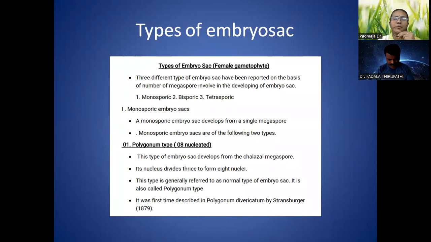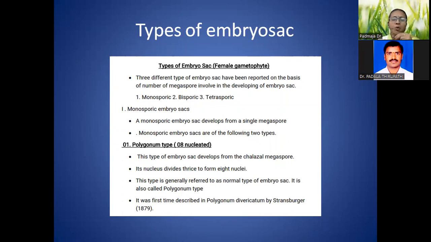Three different types of embryo sacs have been reported on the basis of the number of megaspores involved in the development of the embryo sac. They are mono, bi, and tetrasporic. The monosporic embryo sac develops from a single megaspore. Only one megaspore participates in the development of the embryo sac. In that, there are two types: one is the Polygonum type, another is the Oenothera type. Polygonum is considered a primitive type of embryo sac.